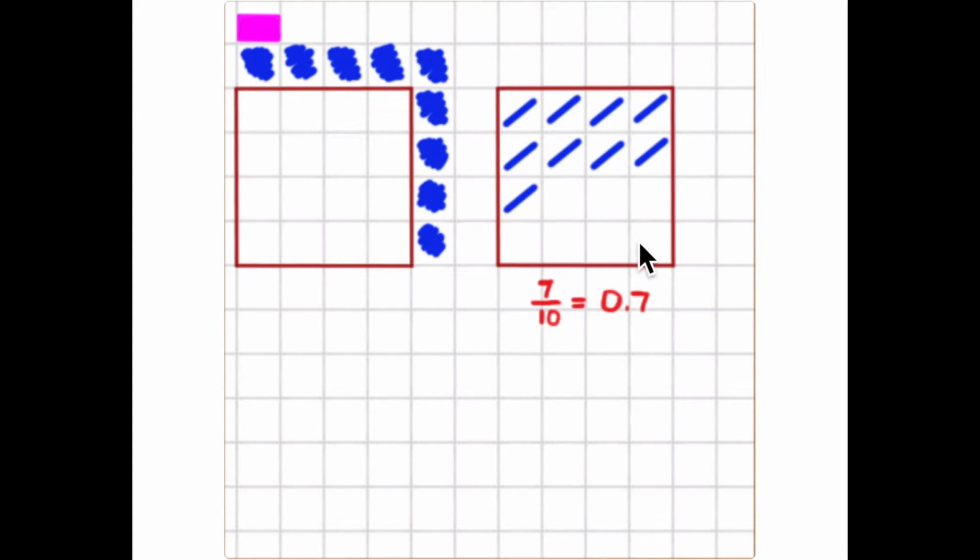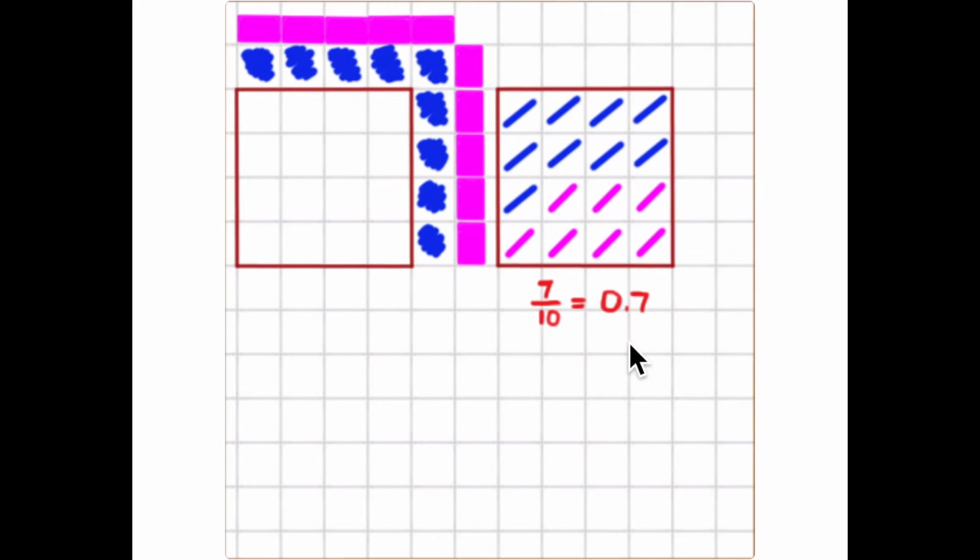So I'm going to take these 7 squares and divide them equally among 10 squares. So that means that each one of these squares is going to get 7/10 of the area. So each one of these goes into these 10 squares. And so this length along this edge right here is 7/10 of this square, because I divided these 7 squares among these 10 squares.